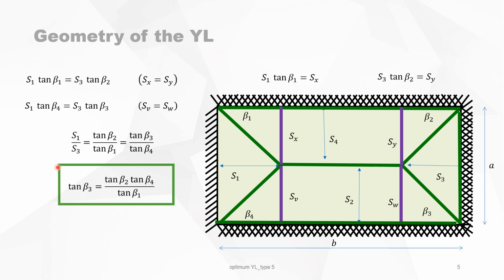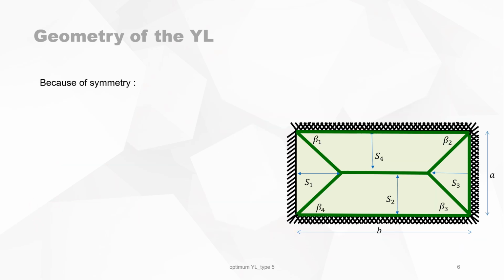You can choose one. For instance, the tangent of beta 3 can then be expressed in the tangents of the three other angles. You can also choose another angle, it doesn't matter. But we know that we only have three variables and not four. And this is only to obtain a realistic yield line pattern.